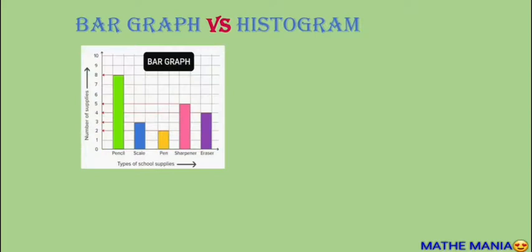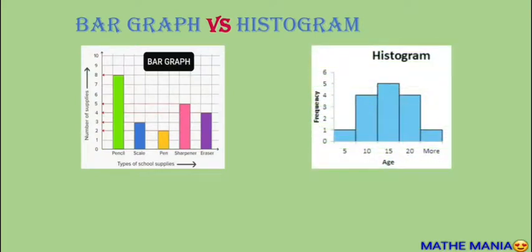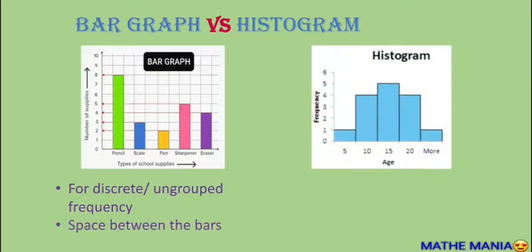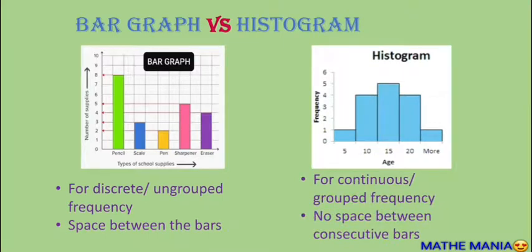Though they look quite similar to each other, there are two basic differences between these two types of graphs. Number one, for a bar graph we use a discrete frequency distribution table, whereas we use a continuous table for the histogram. The second basic difference is that there are spaces between the bars in a bar graph, whereas no spaces are there between the bars in the histogram.